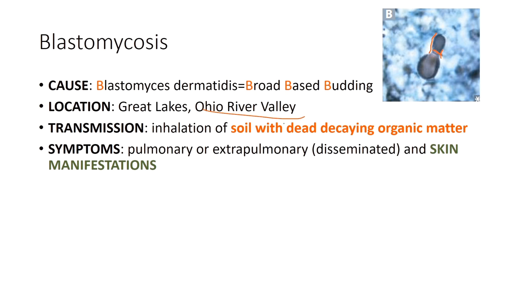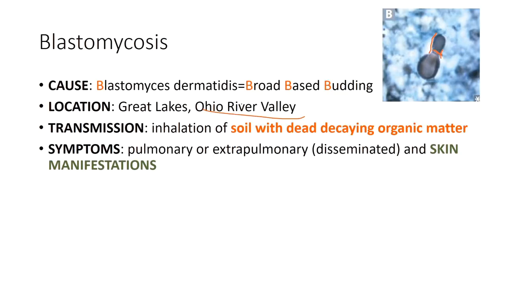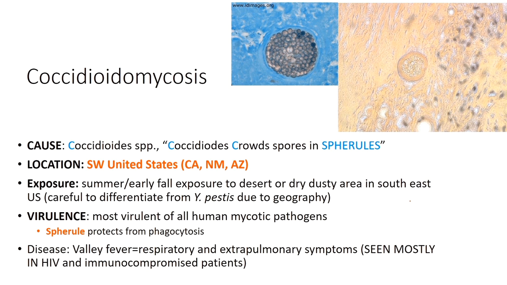So geography is going to help you narrow it down. If you see the geography is Ohio, then we're either looking for a small-base budding yeast found in macrophages, or one floating out by itself that is broad-base budding. That will tell me which one is causing this. Soil and dead decaying organic material give you this infection. You're going to have pulmonary and disseminated infection, but you'll also be looking for skin manifestations in this one.